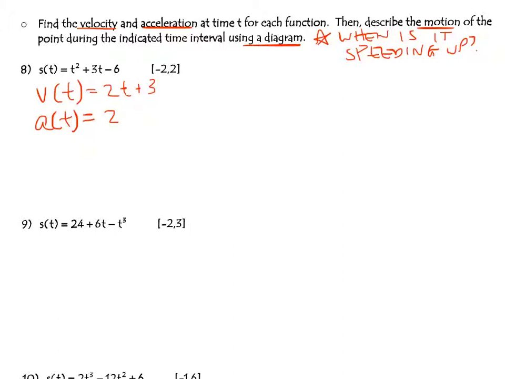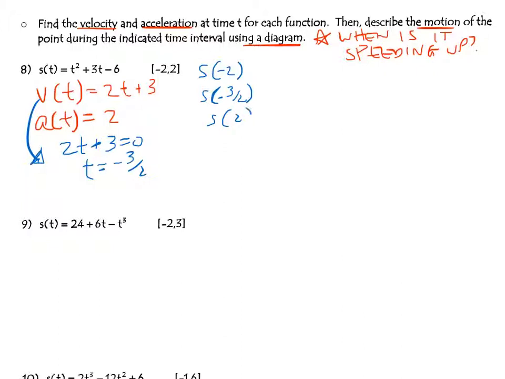Now, in order to sketch a diagram, we need to look at a few different points. We need to look at the critical values and the endpoints. So we need to figure out when this velocity is equal to 0. So t equals -3/2 is a critical value of the position. That's when the derivative is 0. So we have to figure out what s of -2, s of -3/2, and s of 2 are. So we're taking each of those x values and plugging it into the original.